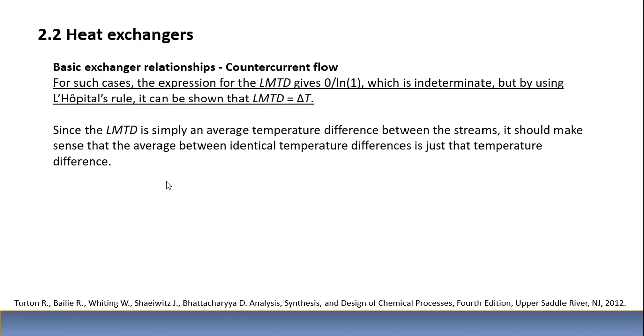Since LMTD is simply an average temperature difference between the streams, it should make sense that the average between identical temperature differences is just that temperature difference. There is an arithmetic temperature difference.